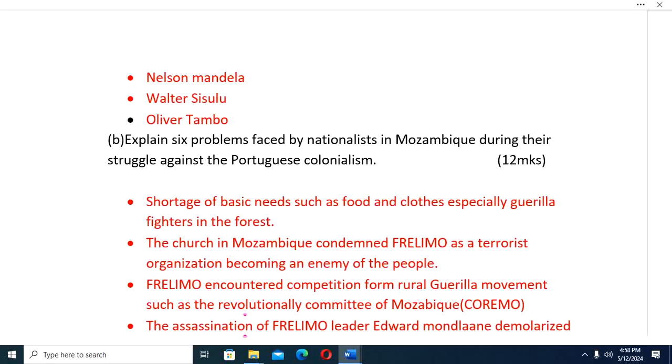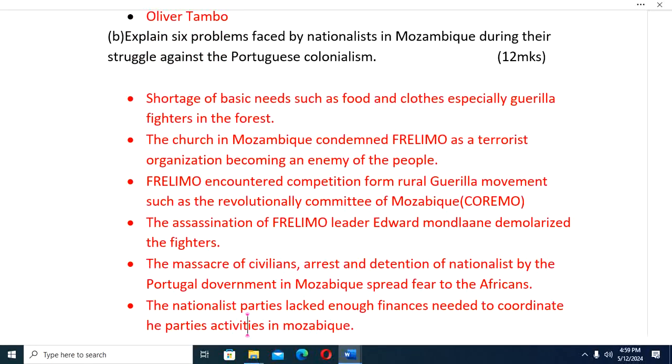Next, explain 6 problems faced by nationalists in Mozambique during the struggle against the Portuguese colonialism. Number 1, shortage of basic needs such as food and clothes, especially guerrilla fighters in the forest.